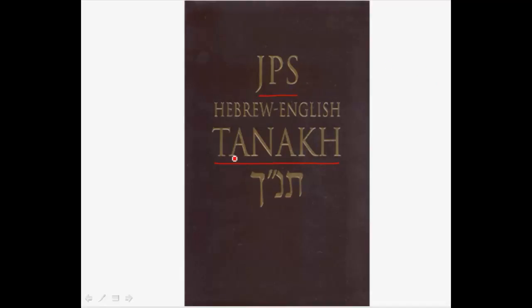The word Tanakh is in English letters here, Roman letters, the letters we use in the English alphabet. The word Tanakh in Hebrew is written down here. Hebrew is read from right to left, the opposite of English. This letter makes the T sound. This letter here makes the N sound. And this letter here makes the KH sound. The T and the N and the KH stand for the three different parts of the Hebrew Bible.